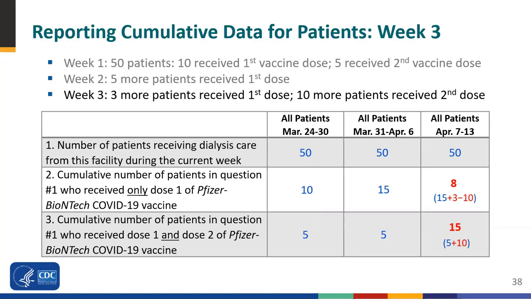Also, for the third week, facilities will report that the cumulative total of 15 patients have received dose 1 and dose 2 of the Pfizer COVID-19 vaccine. To arrive at this number, we would add the 5 patients who received both vaccine doses from week 2 to the 10 patients who received their second vaccine dose during week 3.